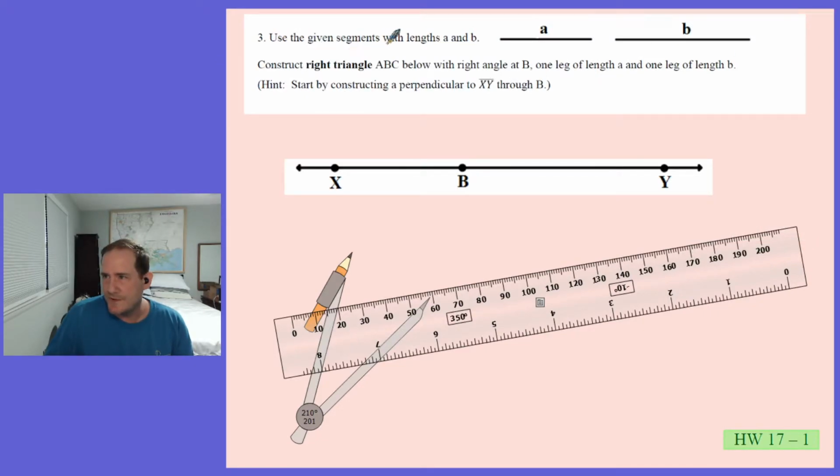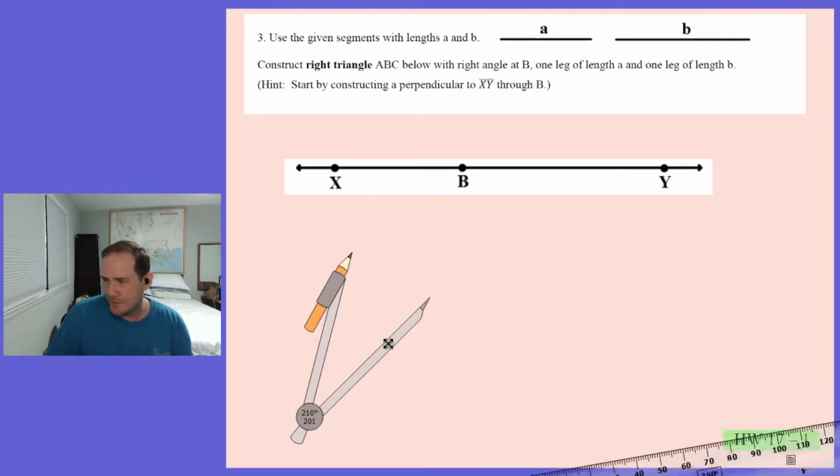Number 3 says use the given segments with length A and B. Construct a right triangle called ABC below with a right angle at B, one leg of length A and another leg of length B. It says hint, start by constructing a perpendicular to XY passing through B. So this is one of those constructions we learned.